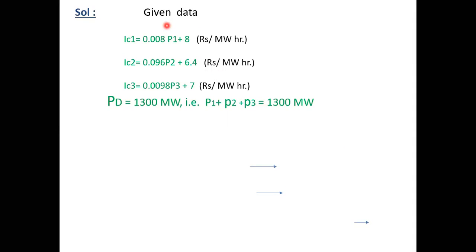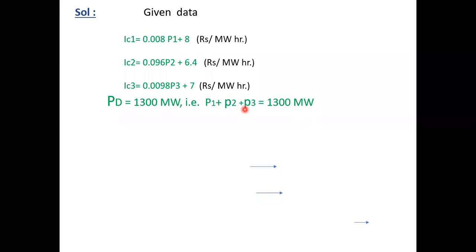So in the solution, what is the first step? That is write the given data. This is nothing but the given data: the incremental fuel cost for 3 different plants and total demand is 1300 megawatts. How can we write total demand? How many units are there? 3 units are there. So we can write P1 plus P2 plus P3 is equal to 1300 megawatts. These are nothing but the given data. So we need to find out P1, P2, P3.